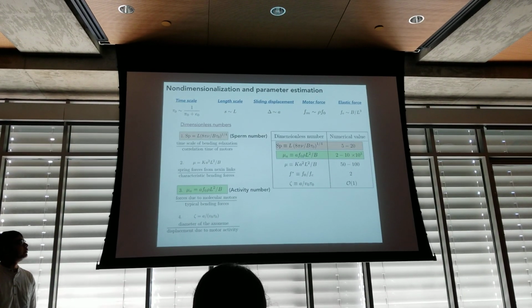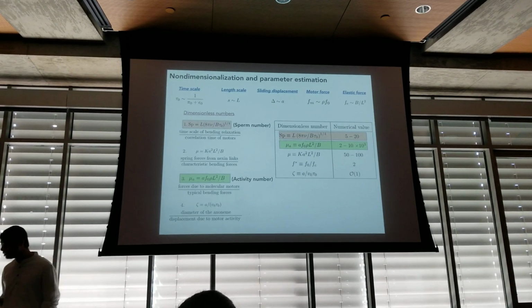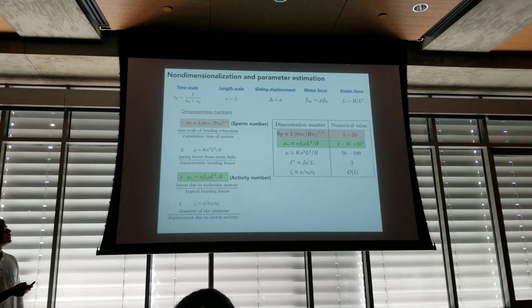If you estimate all the parameters and non-dimensionalize the governing equations, you end up with 4 dimensionless numbers, among which 2 are extremely important. The first one is called the sperm number.